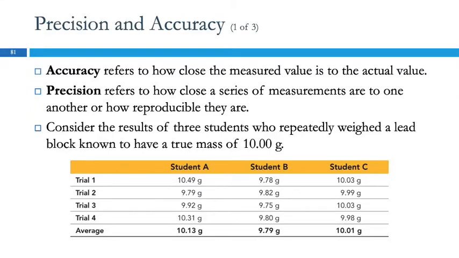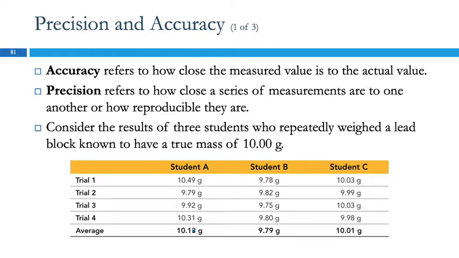So after talking about significant figures, we can talk about accuracy and precision. And this will come up in lab. Accuracy and precision are not the same thing. So accuracy refers to how close the measured value is to the actual value.